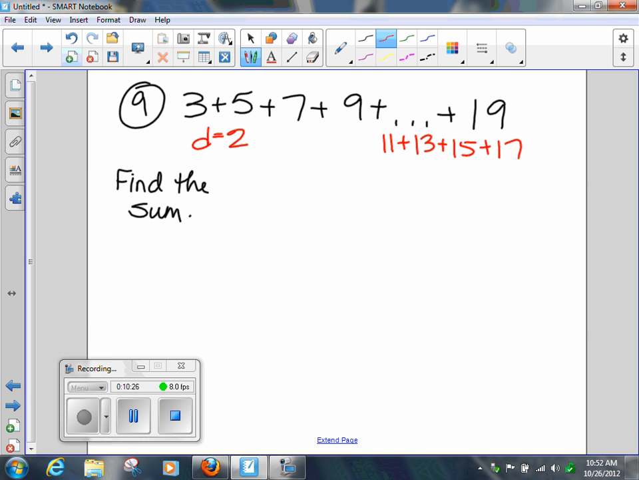The answer to number 10, I'm sorry, the answer to number 10 is negative 77. Did it the same way. You are taking away 3, yes. That's your difference. Good. Other questions? You good with that? No questions?